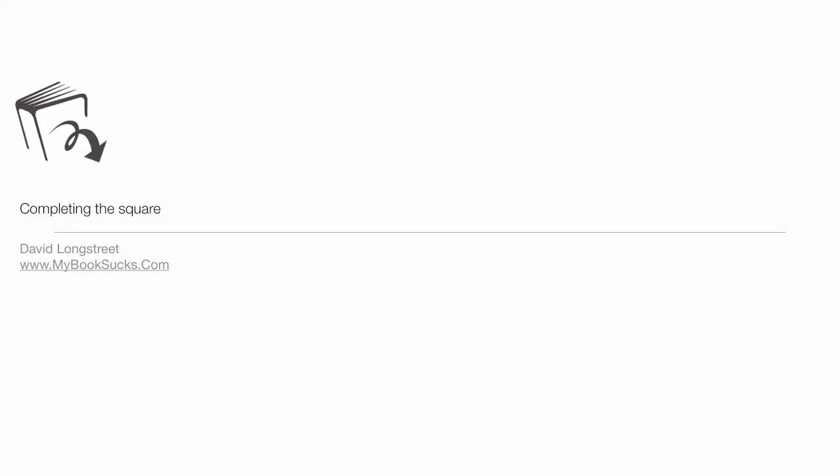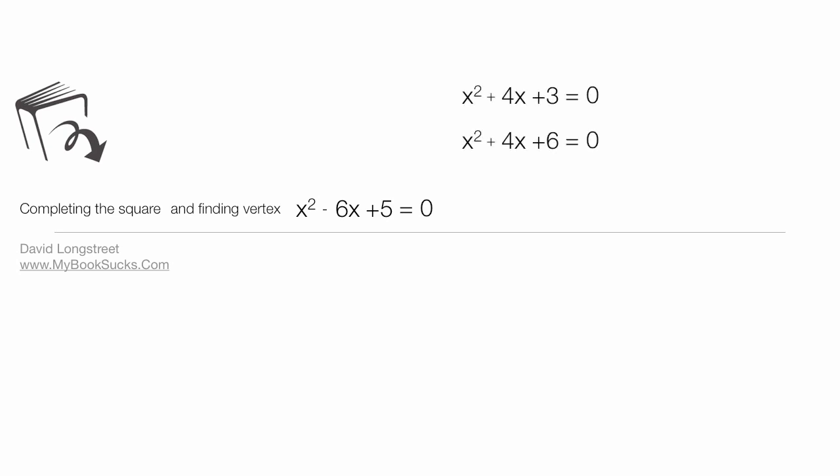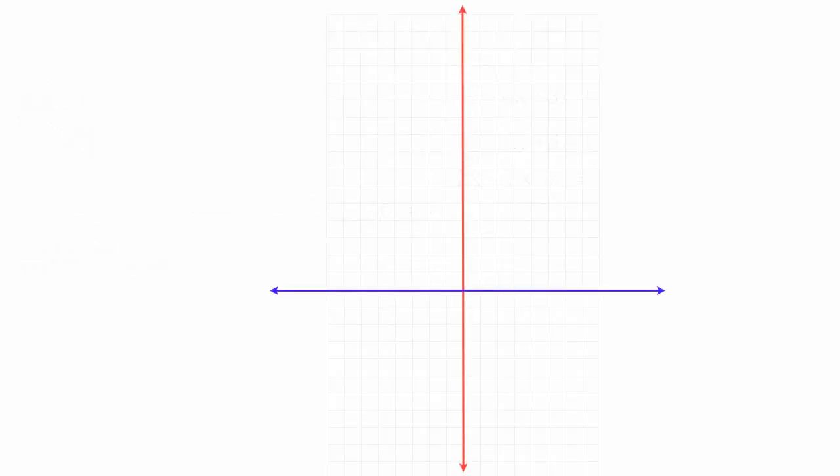In this tutorial, I'm going to talk about completing the square and finding the vertex. I'm going to work on this equation, but I'm also going to show you briefly some other equations as well, how to find the vertex for those. Now, let's imagine I have the equation x squared minus 6x plus 5 is equal to 0.